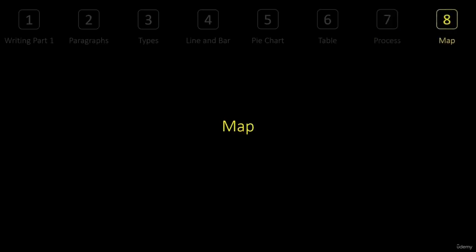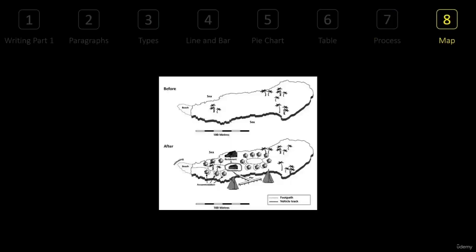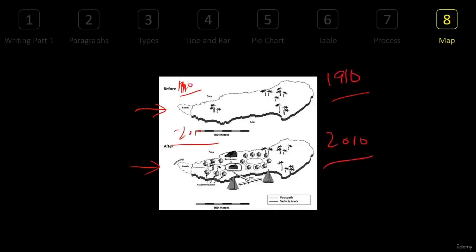Good. Now the last one, but not the least, is map. What happens in map is you're given, in a single image, two different diagrams. Both of them are the same thing, but with some change, like a school diagram, a beach diagram, or an island diagram, where you have to explain what changed in this map in one year or another year. So they might give you like 1910 and 2010. You have to show the difference, what happened in this year and this year. That's your task to do. You see that here there were trees earlier, there were no houses, or whatever the change is.